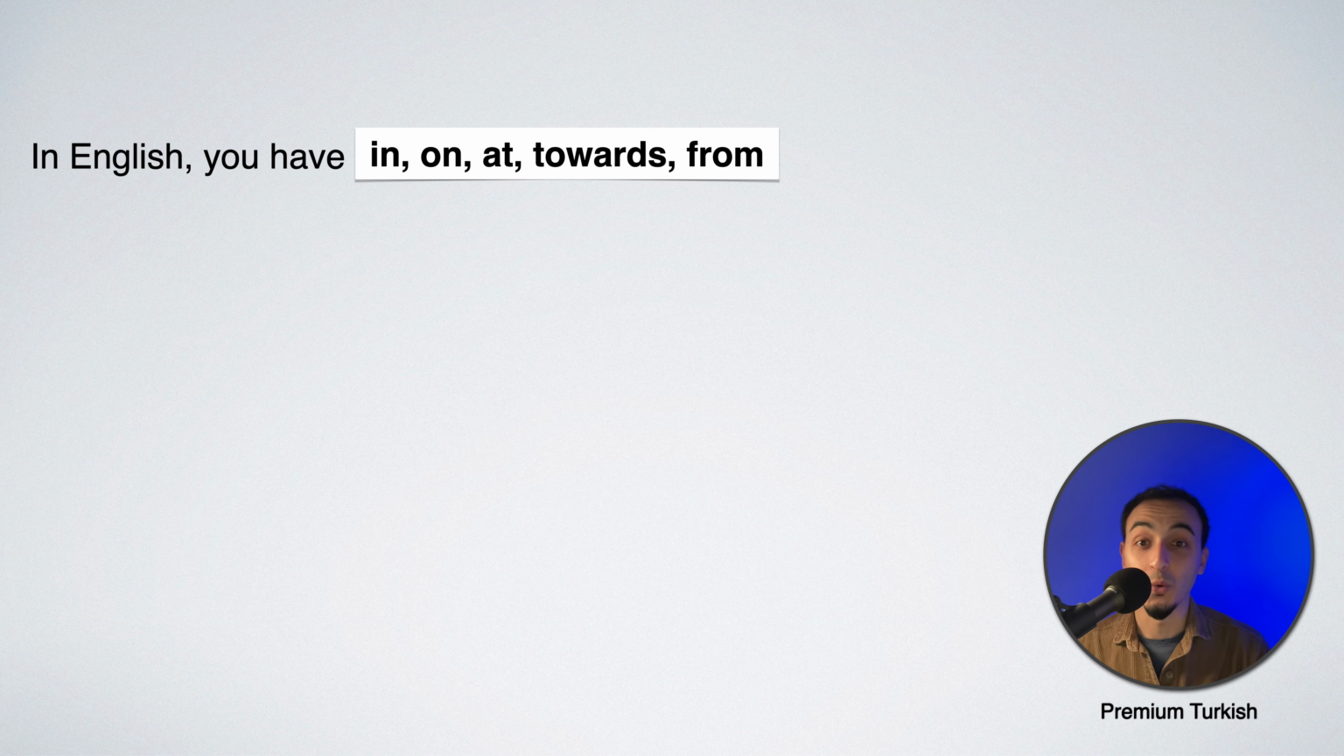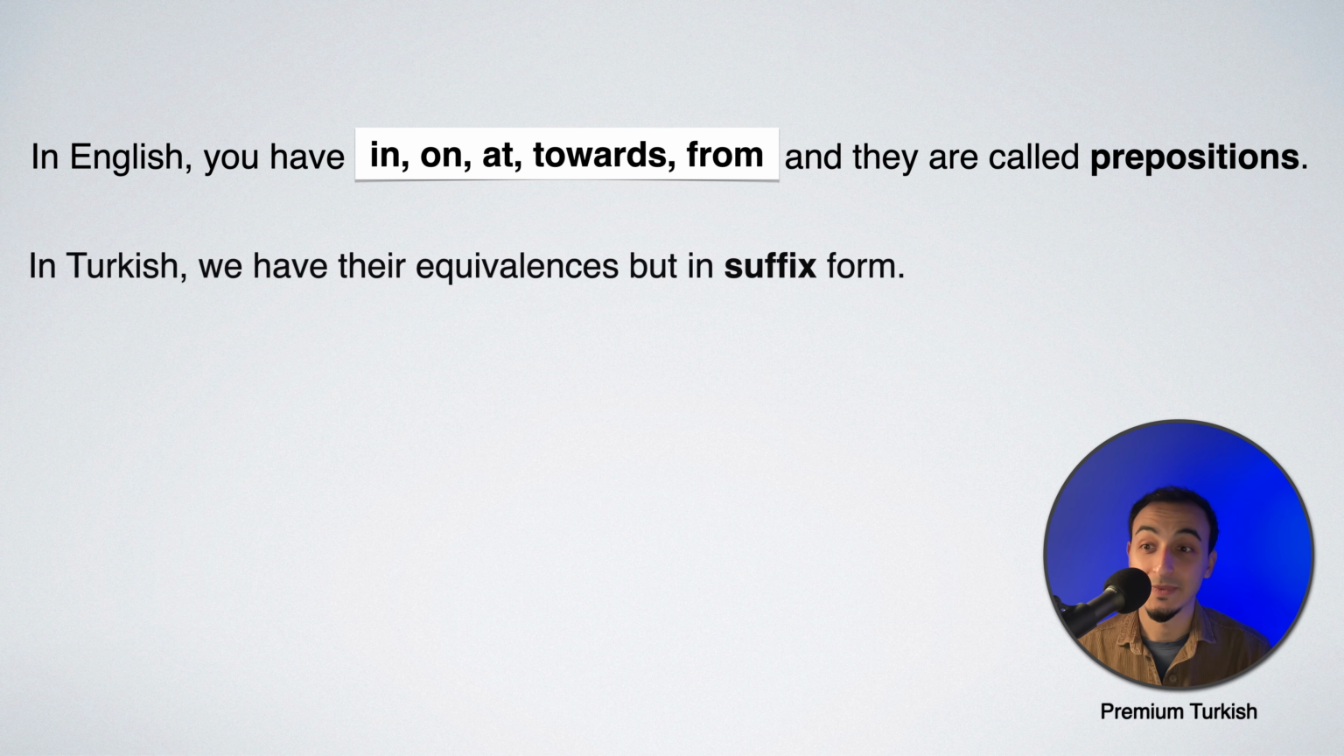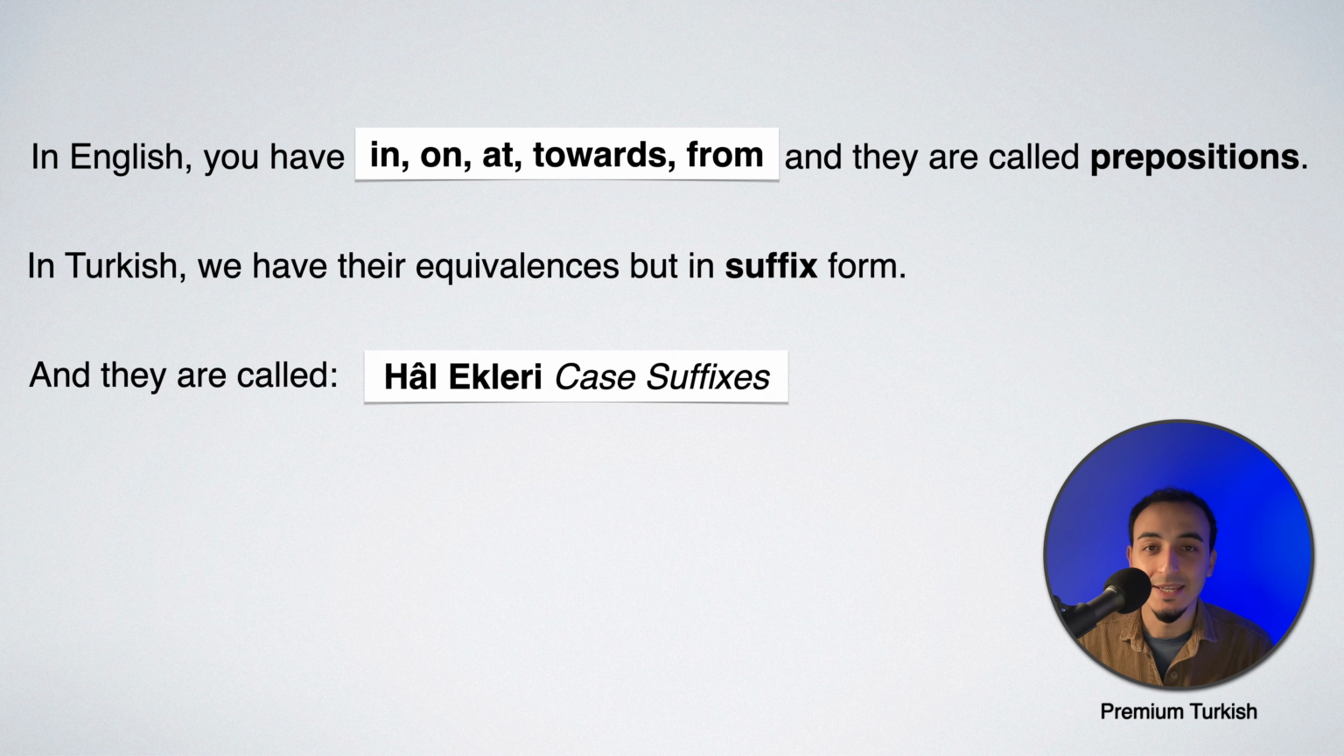Evet, in English, you have in, on, at, towards, from, and they are called prepositions. In Turkish, however, we have their equivalences, but in suffix form. Very surprisingly, right? Suffix form. Allah Allah. And they are called hal ekleri, yani case suffixes. Let's meet them.